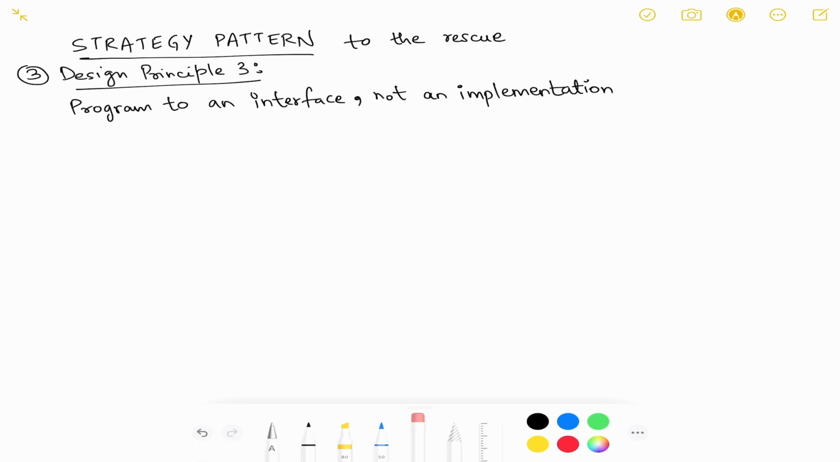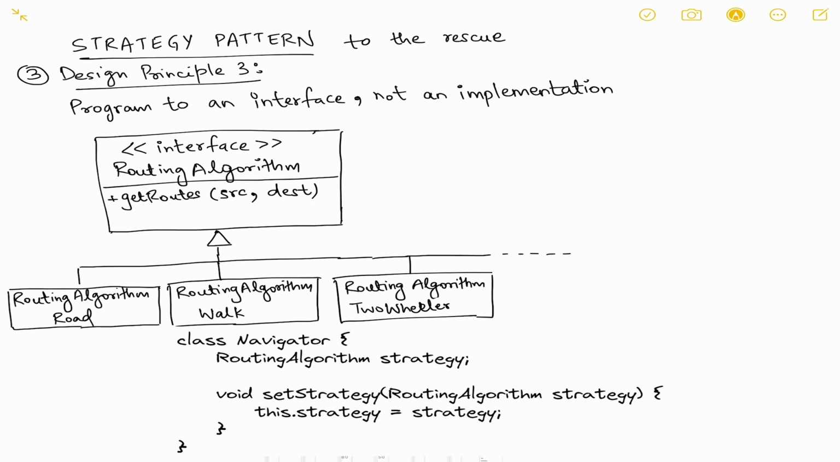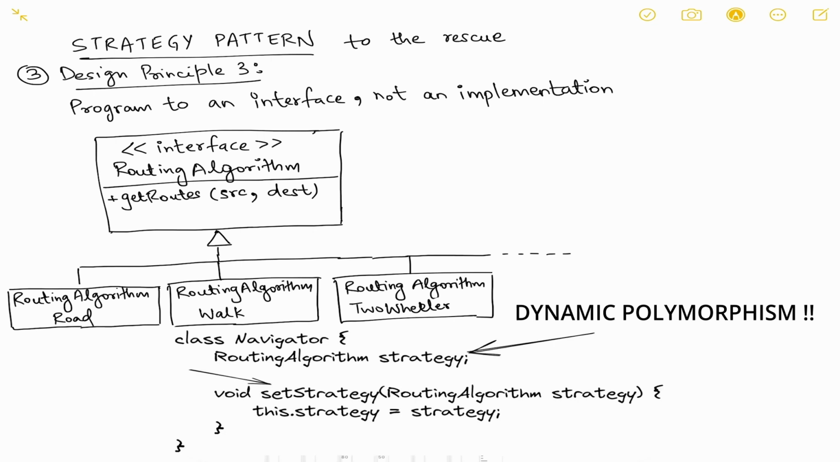So here in our example of our navigator app, the navigator class will basically be associated with the routing algorithm interface instead of its implementations. So in the navigator class, we will declare a variable that will be the reference to the routing algorithm interface, and the object assigned to the reference variable can be of any concrete implementation of that interface. Thus, we are not bound to the implementation of an interface. Instead, the navigator class doesn't know about the actual object types. This allows us to change the behavior at runtime using dynamic polymorphism. The navigator class has a method for switching the routing strategy.